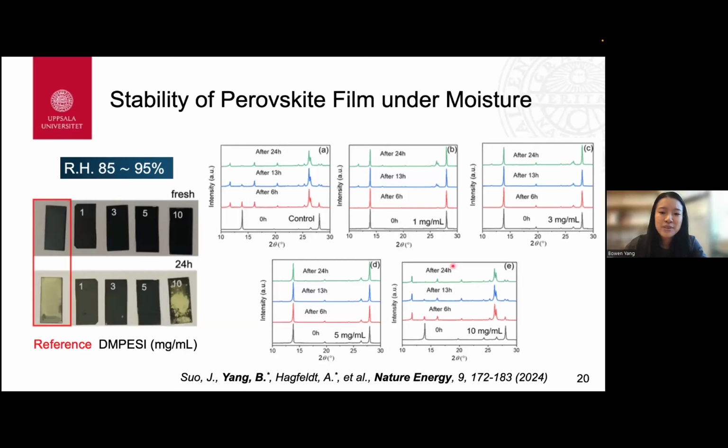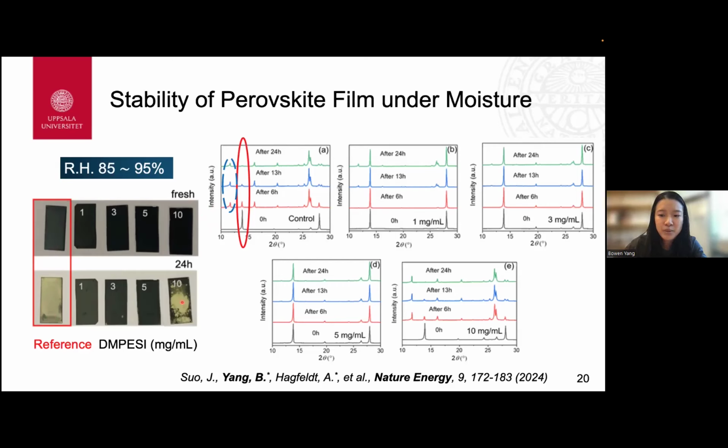Anyway, we further exposed those perovskite films to a high relative humidity of 85 to 95%. These are the photos of the films with different concentrations of this passivation material, and then the corresponding XRD measurements at certain time periods. We can see clearly that after exposure for 24 hours, the reference FAPI film experiences a rapid phase transformation from black phase to yellow phase. And you can see the color is also very yellowish.